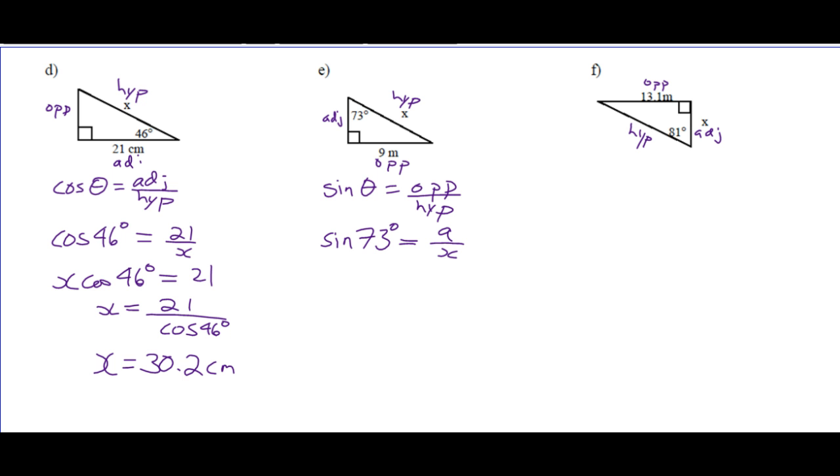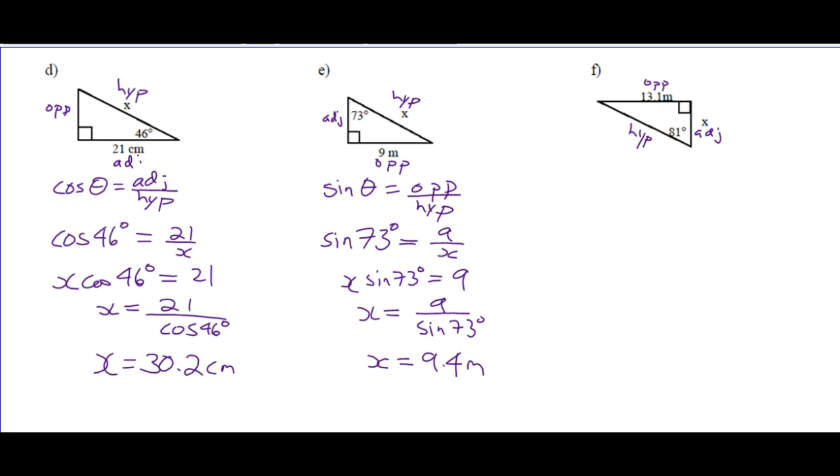My unknown is in the bottom, right? So I'm going to multiply both sides by x. So x times the sine of 73 degrees is equal to 9. It's one little extra step, but it's the difference between getting it right or getting it wrong. So do the one little extra step. All right, what is 9 divided by sine 73? 9.4. Units? Meters.